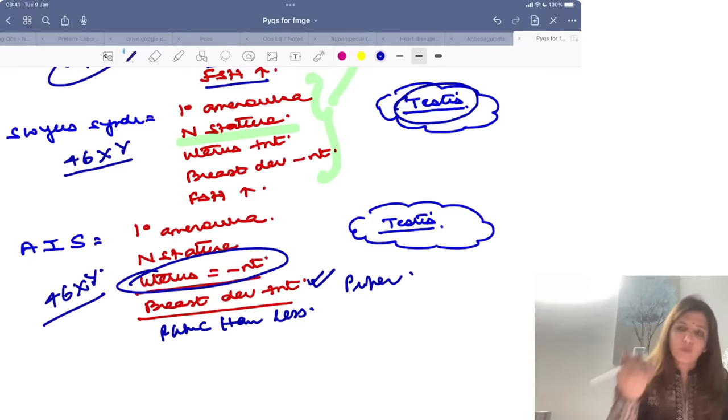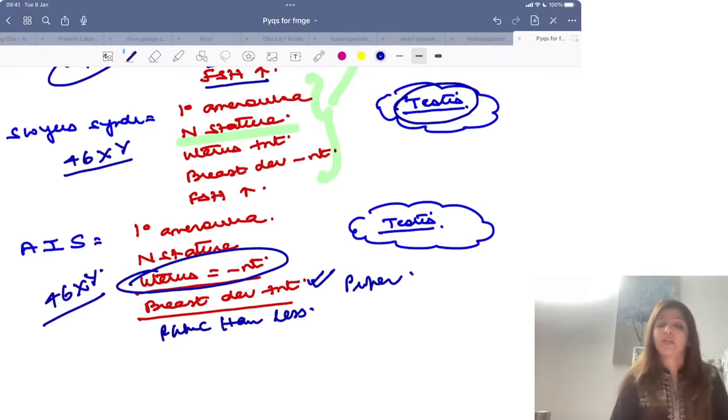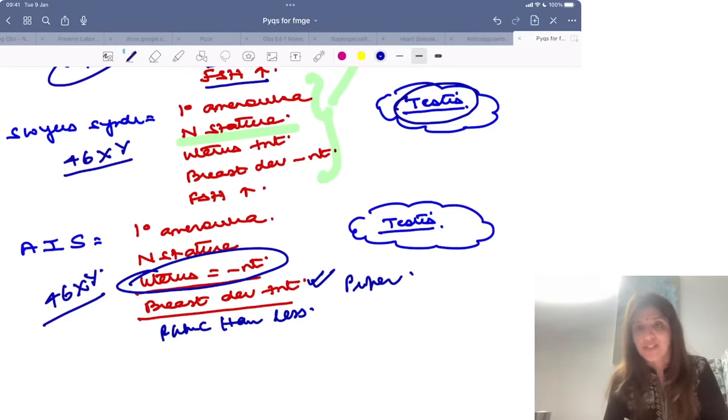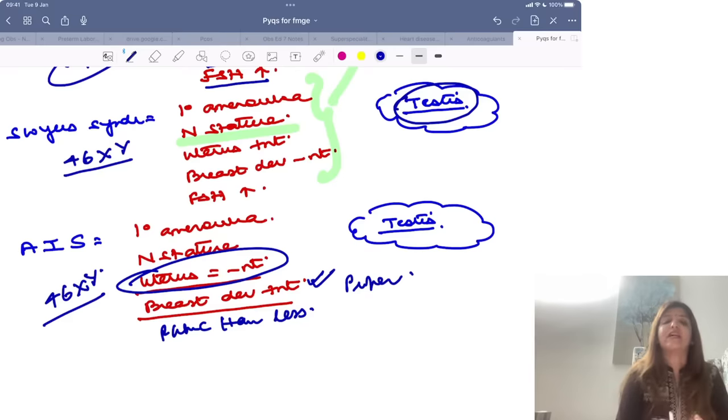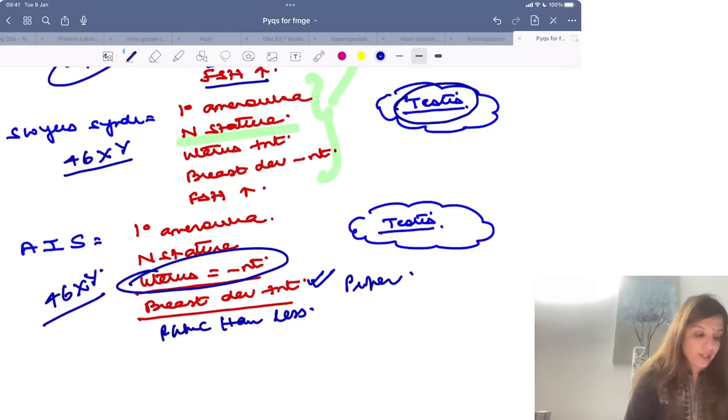Swyer's mein to na to pubic hair hota hai na breast development hota hai. Turner's mein bhi na to pubic hair hota hai na breast development hota hai. Right? Lekin androgen insensitivity mein breast development hota hai but pubic hair nahi hota hai. And I explained it to you earlier. Breast development isliye hota hai because androgens get converted into estrogens. And estrogen is needed for breast development. And these individuals are insensitive to androgens. Androgens are needed for pubic hair. That is why pubic hair is not there.